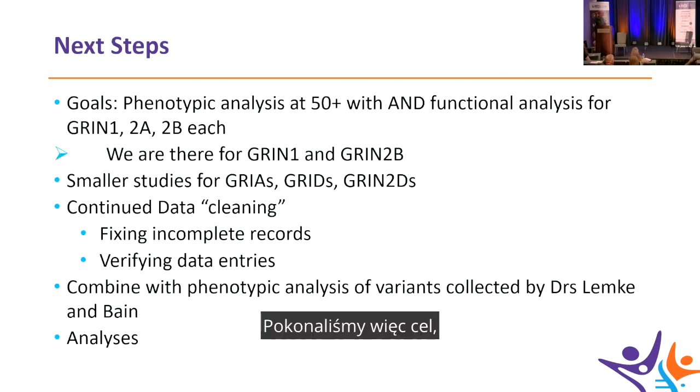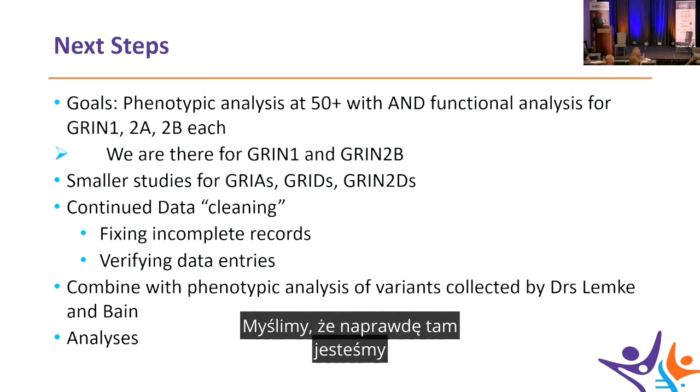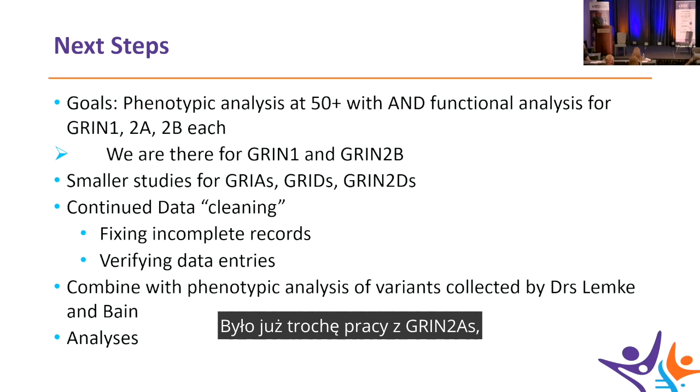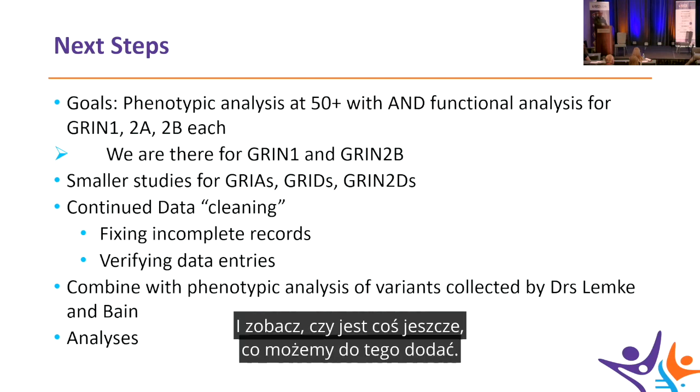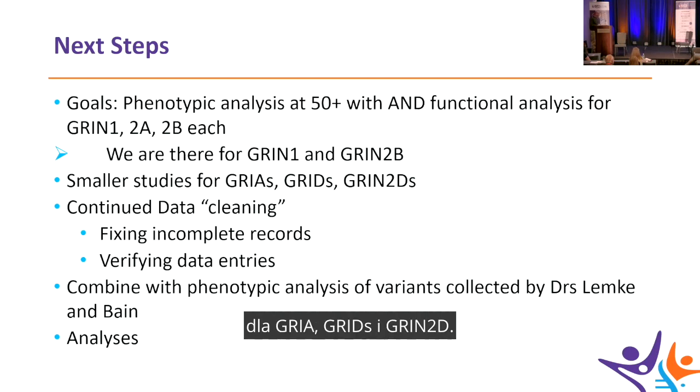So we've beaten the goal of having at least 50 in each of these groups. And so we think we're there to do this for the GRIN1s and 2Bs. There's already been some work with GRIN2As, so we're going to look at that and see if there's anything else we can add to it. And we're going to carry on doing our smaller studies for the GRIAs, GRIDs, and GRIN2Ds.